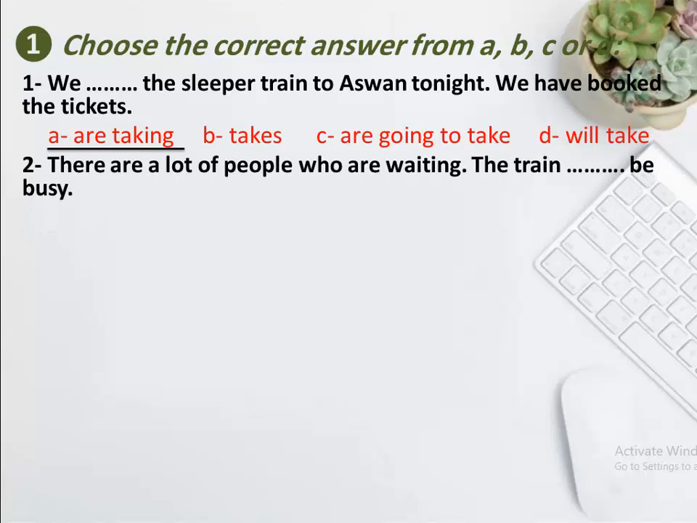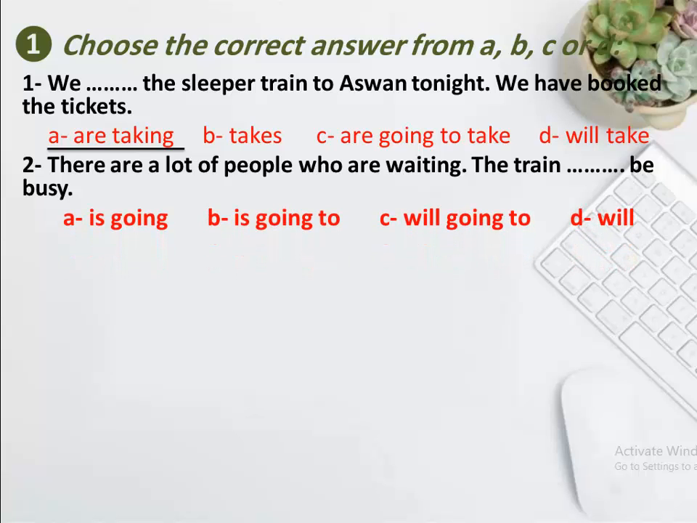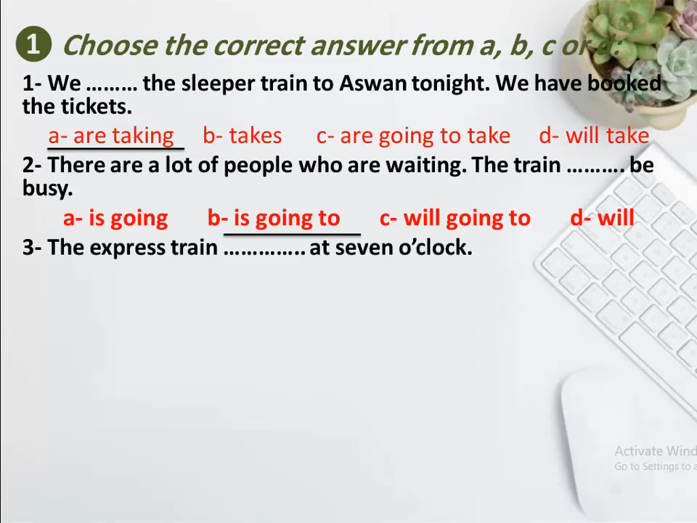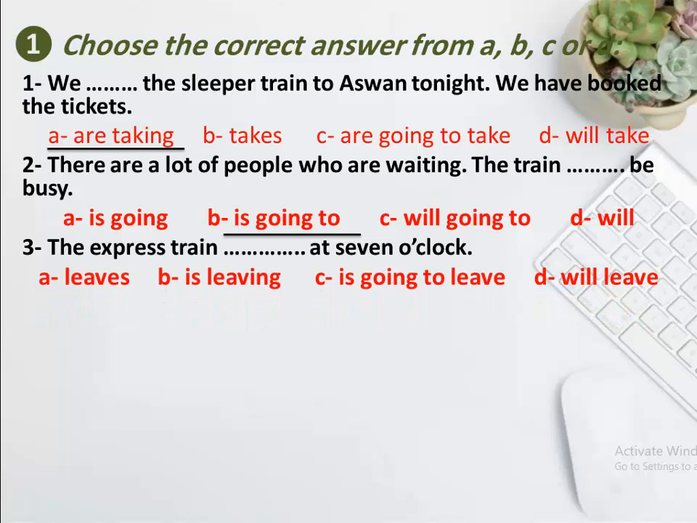There are a lot of people who are waiting for the train. The train ___ be busy: is going to, will, going to, well. There are a lot of people. This is evidence. So the train is going to be busy. The express train ___ at 7 o'clock: leaves, is leaving, is going to leave, will leave. The express train leaves. This is a fixed schedule.